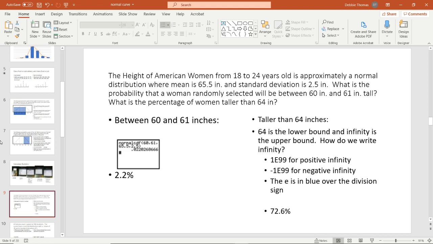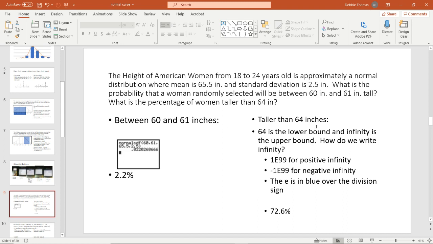So here we go. The height of American women from 18 to 24 is approximately a normal curve. Mean is 65.5. Standard deviation is 2.5. This is two questions. The first one we're going to answer is if you are between 60 and 61 inches. So 5 foot and 5'1". What's the probability I'm going to find an American woman between 5 foot and 5'1"?